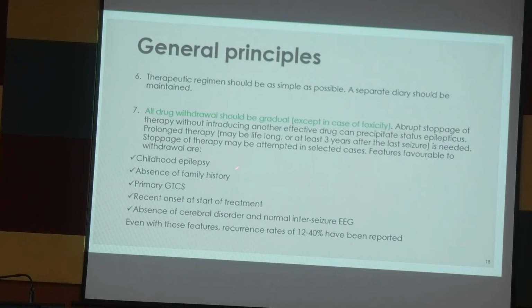Favorable factors are childhood epilepsy, absence of any family history, primary DTCS, recent onset at the start of treatment, absence of any precipitating factor or cerebral disorder, and a normal interseizure EEG. If these factors are present or absent accordingly, we can try drug withdrawal after 3 years. But if a patient has a positive family history or a secondary cause, the patient may require lifetime therapy.